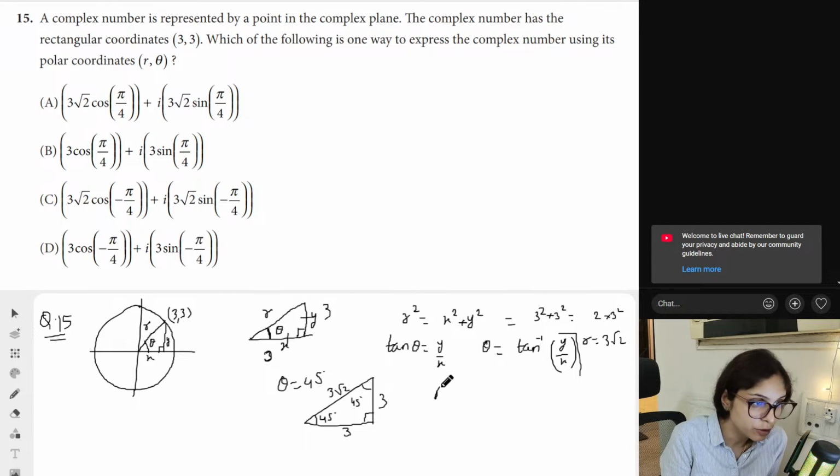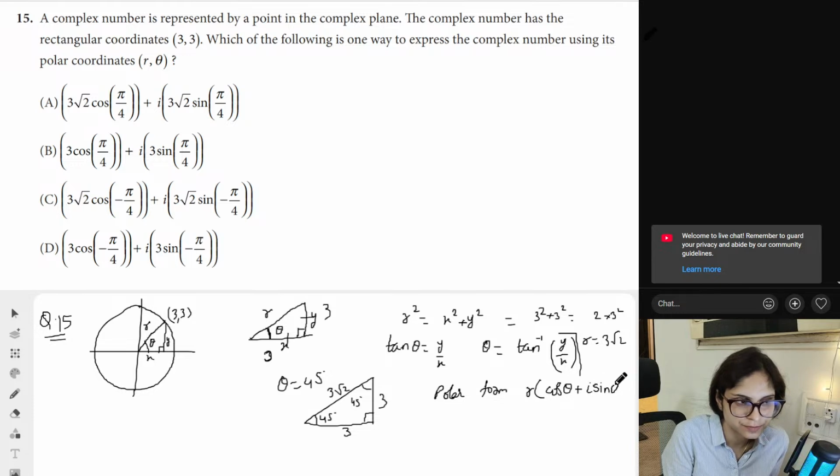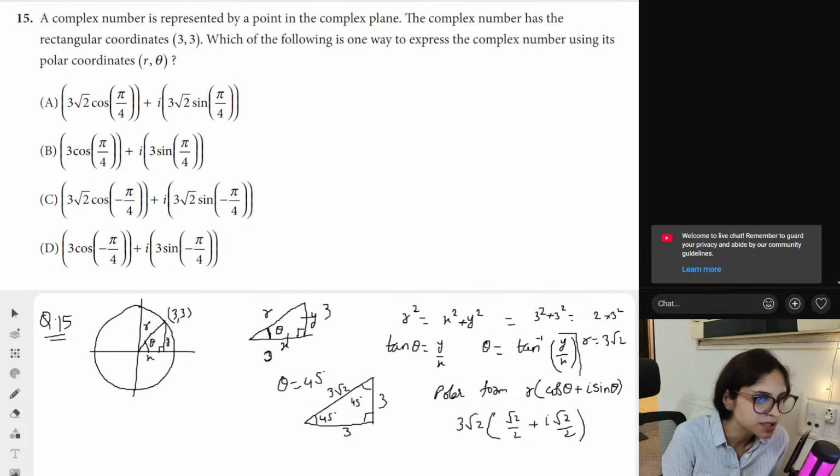And now what is the polar form? Polar form is r, in parentheses, cosine theta plus i sine theta. Why? Because x is equal to r cosine theta, y is equal to r sine theta. So r is 3 square root 2. Cosine 45 is going to be square root 2 over 2, plus i sine 45 is also square root 2 over 2. Oh, they have written it in terms of sine. Then it becomes even easier.